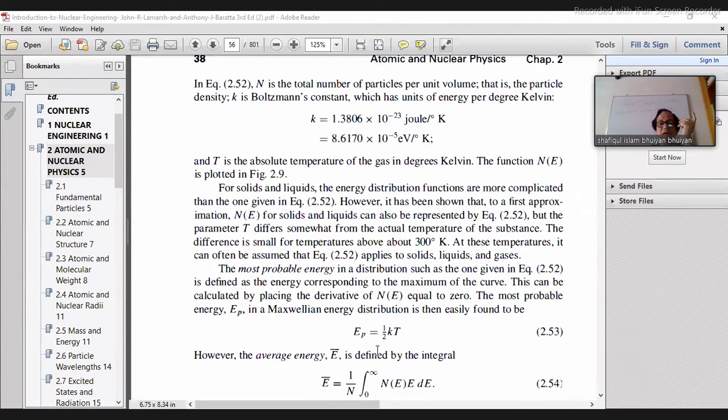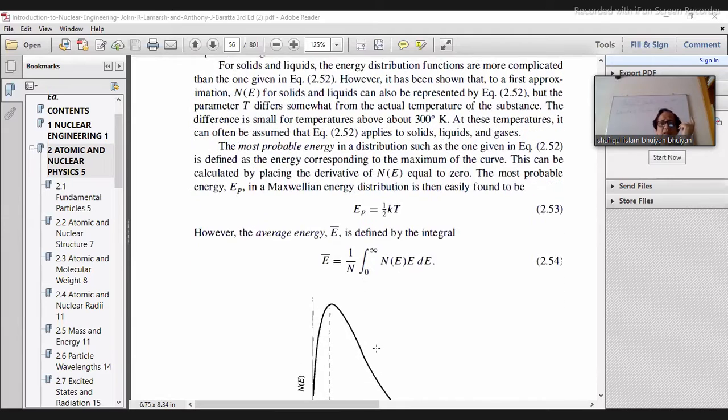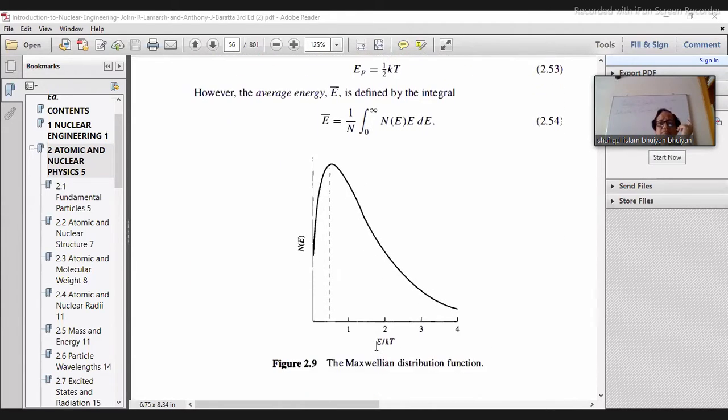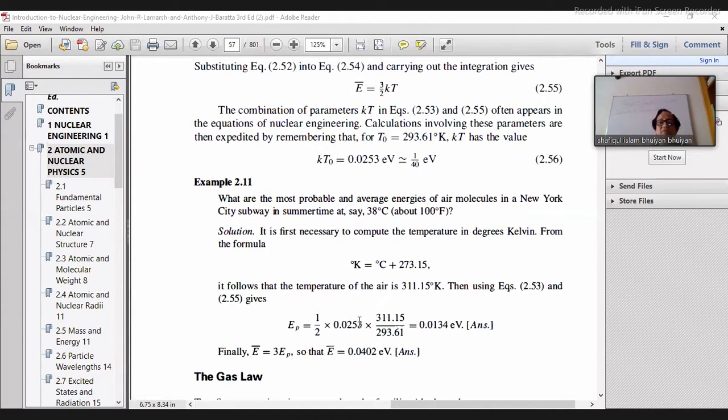EP is half kT. And this is the maximum energy, and from this you can finally get the E average equal to 3 EP, so we get about 0.04 eV. So the average energy of the molecules at 38 degrees centigrade is 0.0402 eV, a little bit above thermal energy. The thermal is 0.02.